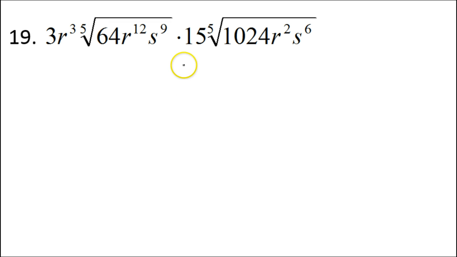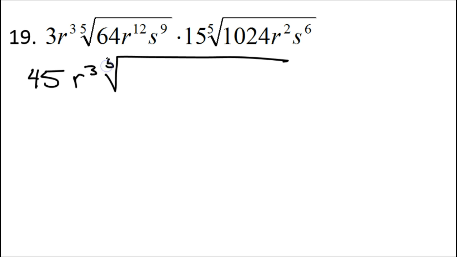Alright, on this problem, because we have these two parts, the first thing we should do is multiply all this together and make it into one problem. So 3 times 15, that's 45. And then we have the r to the 3rd power out there. So that's the part in the front. Now underneath the radical, and let's not forget that it is the 5th root, I need to do 64 times 1024.